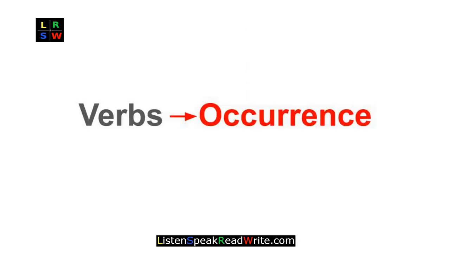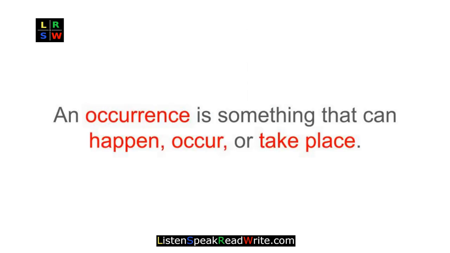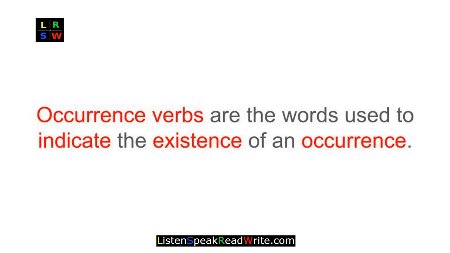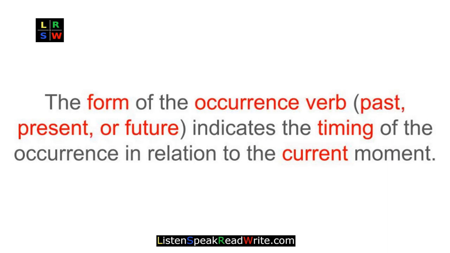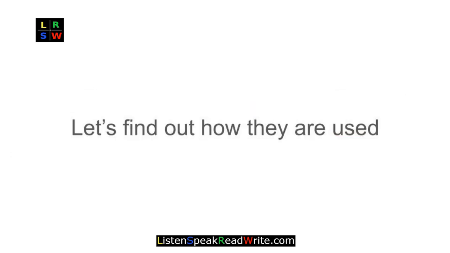Verbs, occurrence. An occurrence is something that can happen, occur, or take place. Occurrence verbs are the words used to indicate the existence of an occurrence. The form of the occurrence verb, past, present, or future, indicates the timing of the occurrence in relation to the current moment. Let's find out how they are used.